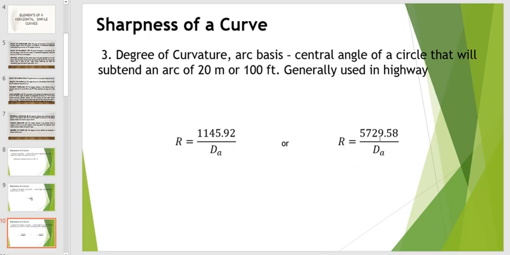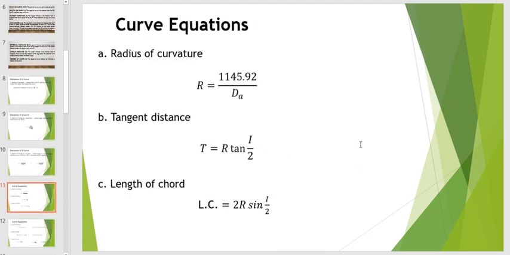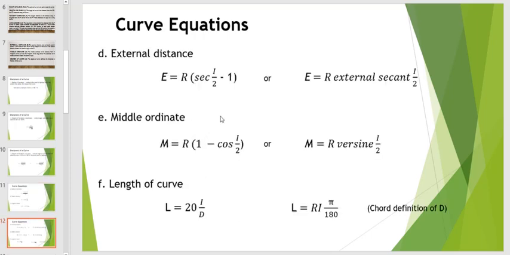For 20 meters or 100 feet, we solve the value of R, radius of curvature, tangent distance, length of chord, then external distance, the R versine, the middle ordinate, and the length of the curve.